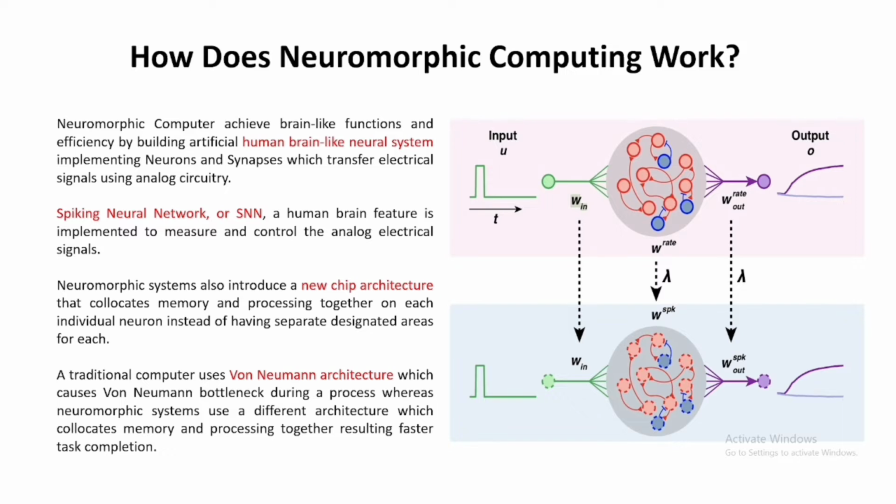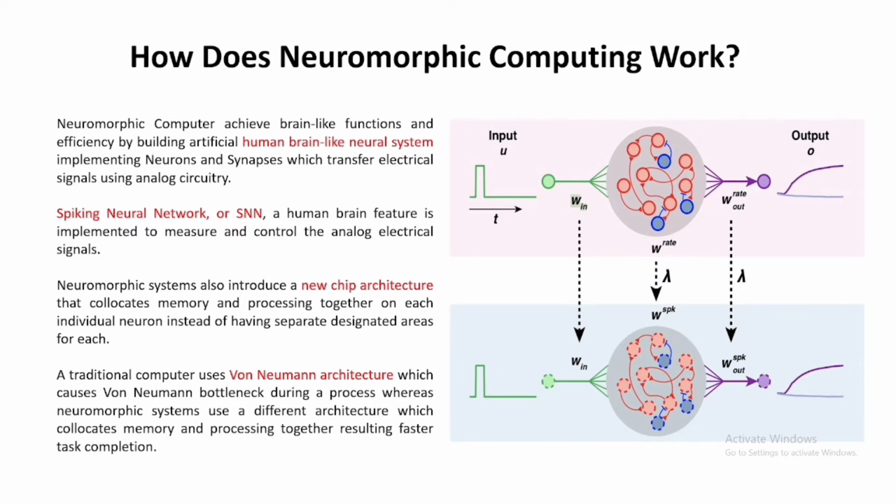Now, the spiking neural network, or SNN, is a feature of the human brain, and this measures the spikes in the neural networks, meaning the speed or the amount of information that is being passed at one time. This kind of feature is also implemented in neuromorphic computers, which allows the computers to measure and control the amount of analog electrical signals being passed at a time.